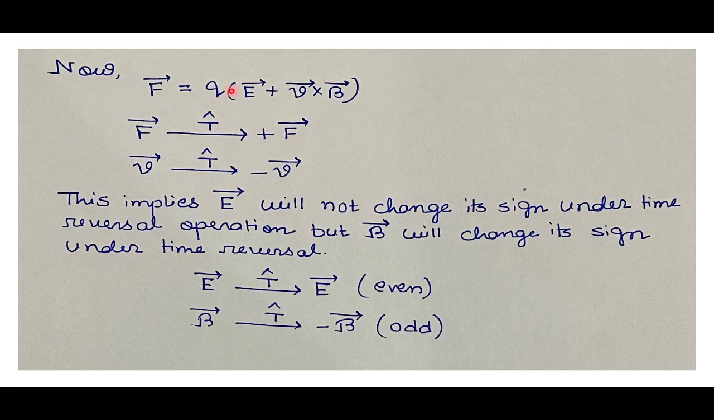So this part, Q times V cross B, this magnetic term will not change its sign. The total term, Q times V cross B, right? Now V is changing its sign itself under the time reversal operation. But how will it happen if this quantity will be positive? Only if your magnetic field is changing its sign, so that minus minus will give positive, right?